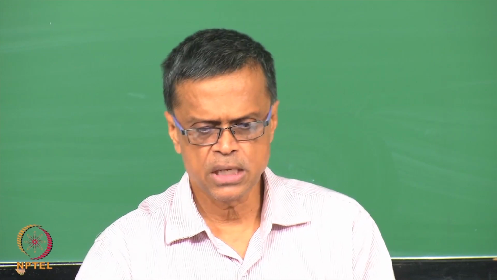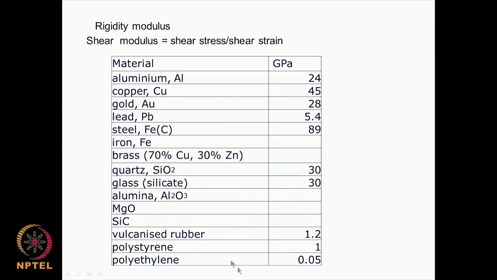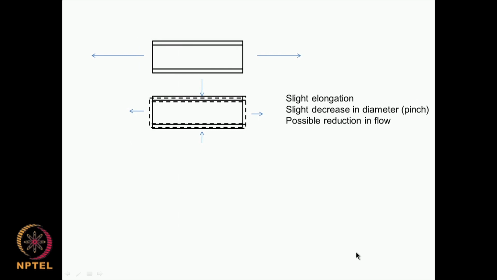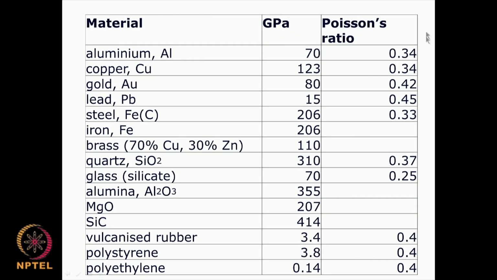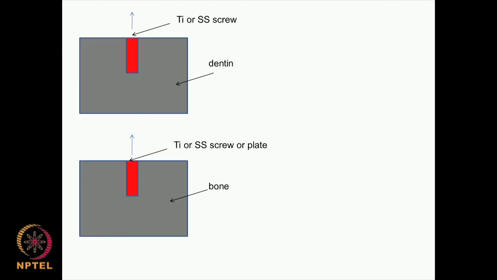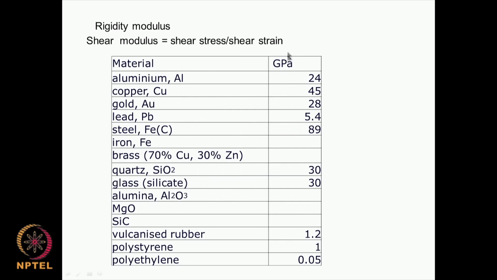So these are some values of shear modulus for some materials. As you can see, shear or rigidity modulus, as it is called, is lesser than Young's modulus. You can see these numbers as against these numbers. Young's modulus for materials is much higher than the shear modulus or rigidity modulus here.